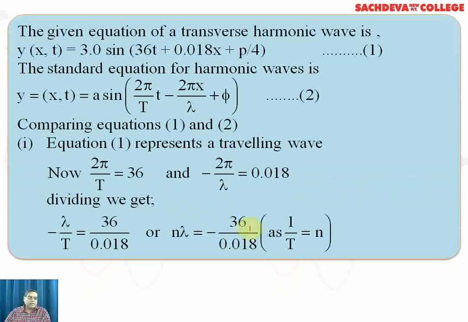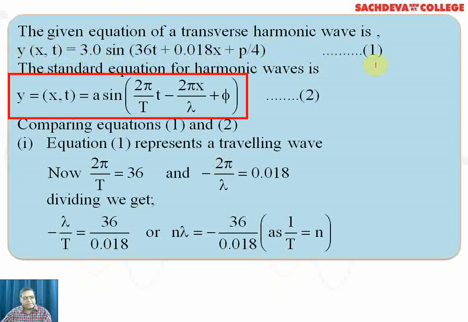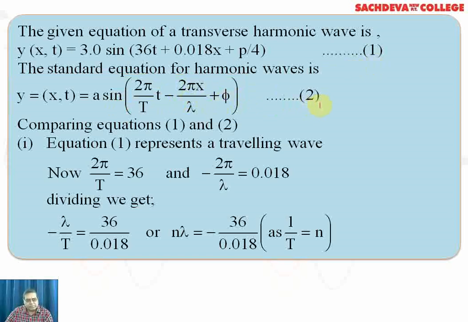Now, what is the given function? First, the equation is given: y(x,t) = 3 sin(36t + 0.018x + π/4). We will write the general equation, y(x,t) = a sin(2π/T · t − 2πx/λ + φ). Now comparing with equation number 1, we can get the values of λ, T and n. We find that 2π/T is 36 and −2π/λ is 0.018. If we divide the numbers, we get the following answers.